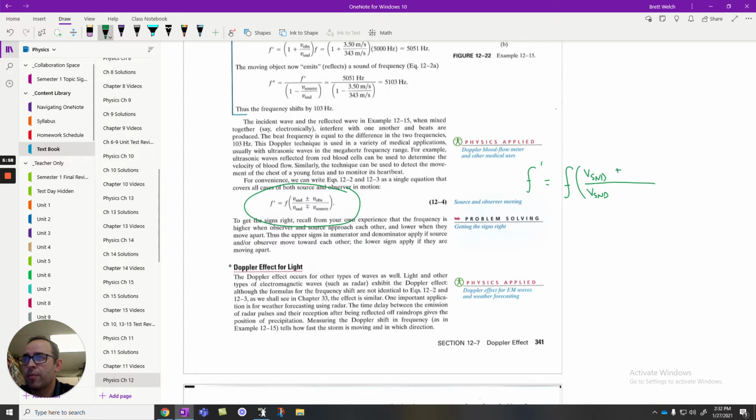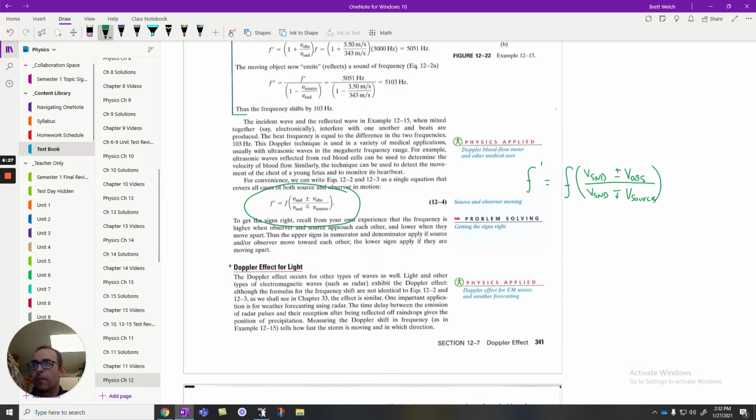There's velocity of sound on top and bottom. On top we have plus or minus the velocity of the observer. Is the person who's listening moving relative to the other? Are they moving forward towards it or away from it? Those are important questions. And then on the bottom it's minus or plus the velocity of the source. So maybe I'm standing still as a listener, but the fire truck is coming towards me or driving away from me. I'm still going to see the Doppler effect take place.